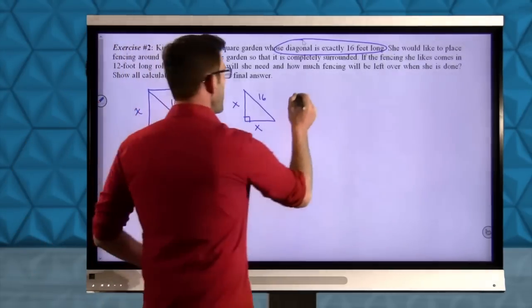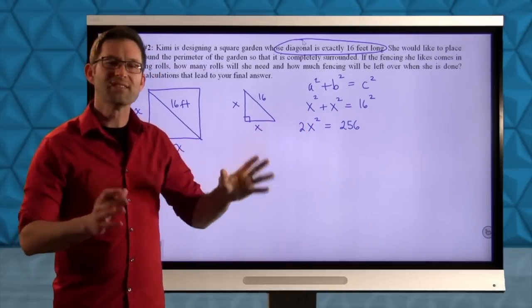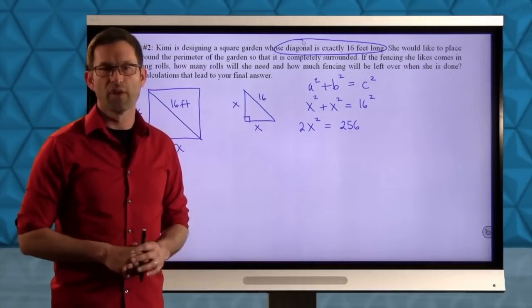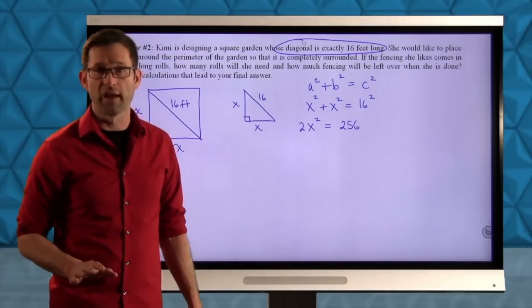Now obviously, the Pythagorean theorem is a squared plus b squared equals c squared, but in this case, I'm going to have x squared plus x squared is equal to 16 squared. That's going to be 2x squared. Be careful there. And of course, 16 squared we can do on our calculator if we don't have it memorized, 256. Now be careful, of course, this isn't a course in algebra, but you need to know things like x squared plus x squared is 2x squared. It's not x to the fourth or anything like that, right?